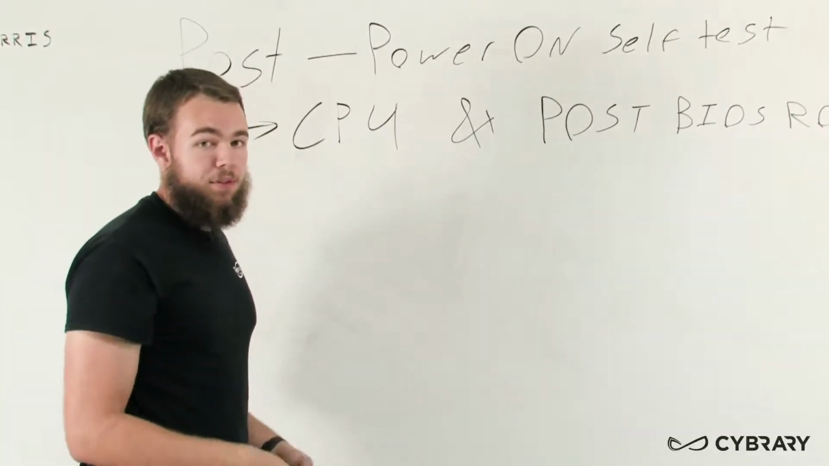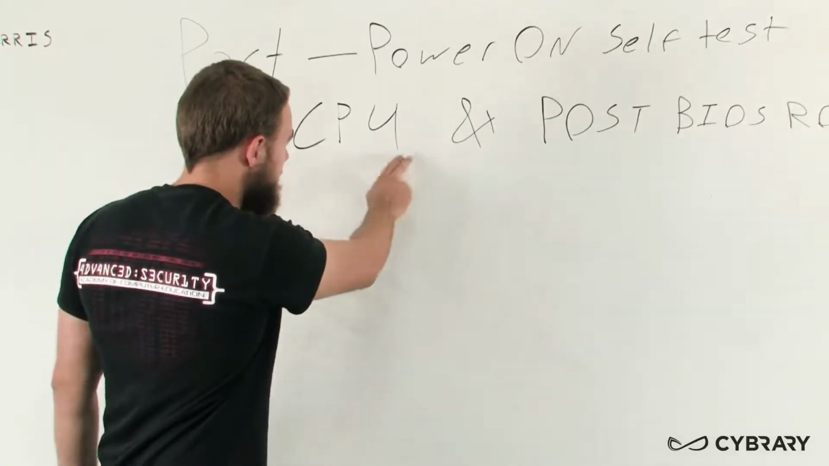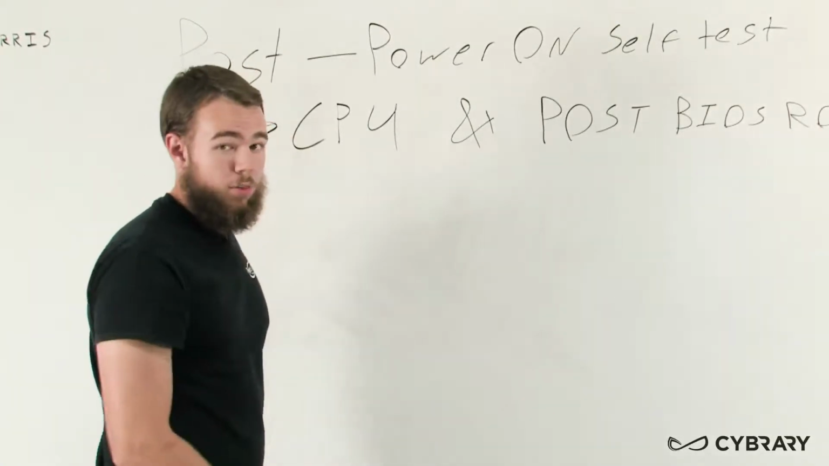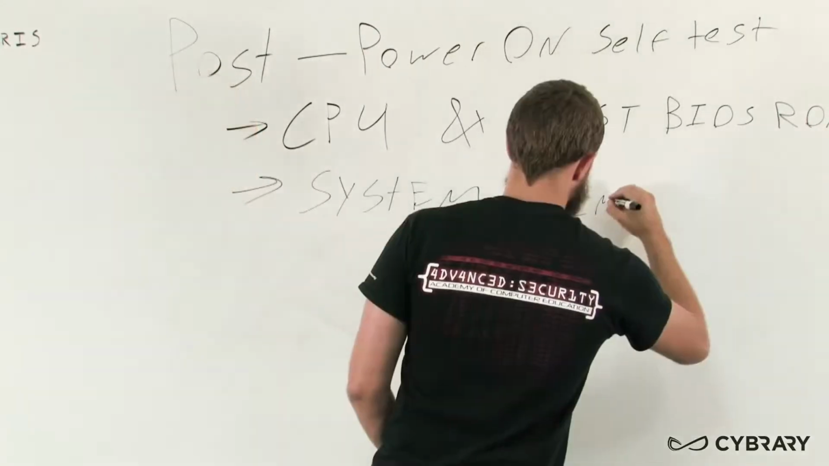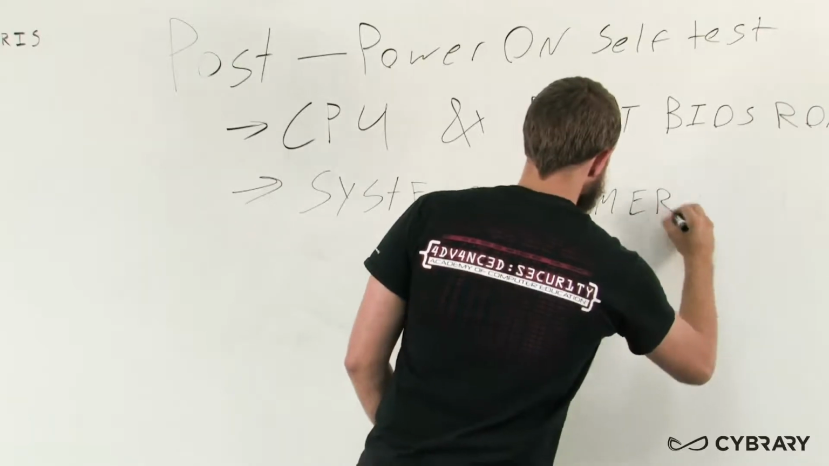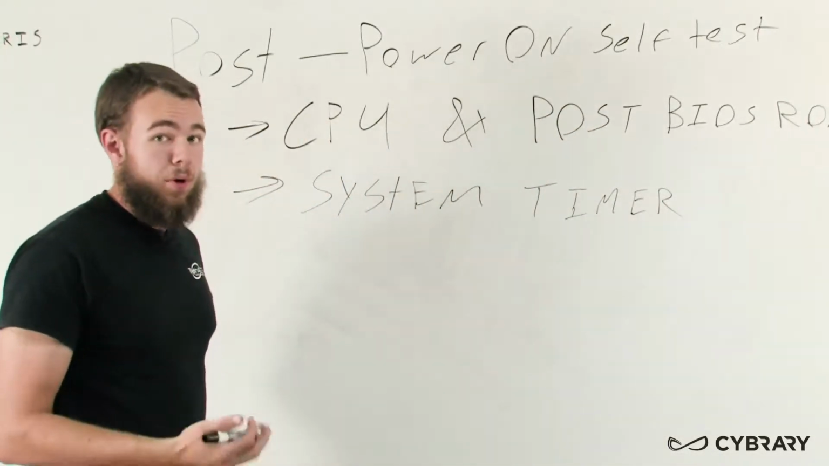It may give us error beeps or error codes that we'll get into later, but if we can't go past this, if the CPU fails or the POST BIOS ROM fails, it's going to stop. Our computer isn't going to boot up. Now our next step after here is going to be our system timer. We'll initialize our system timer, get it going, and make sure that it's functioning properly.